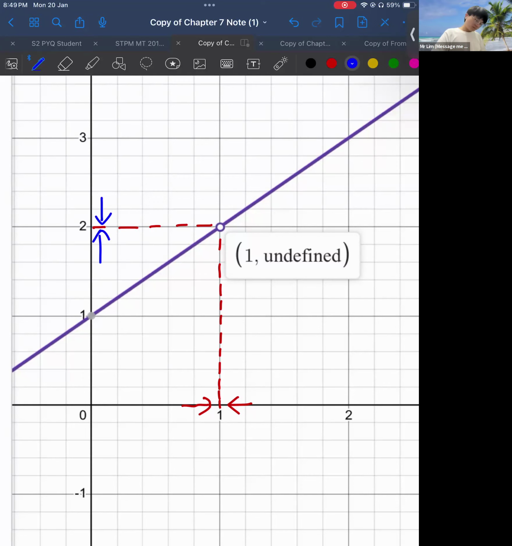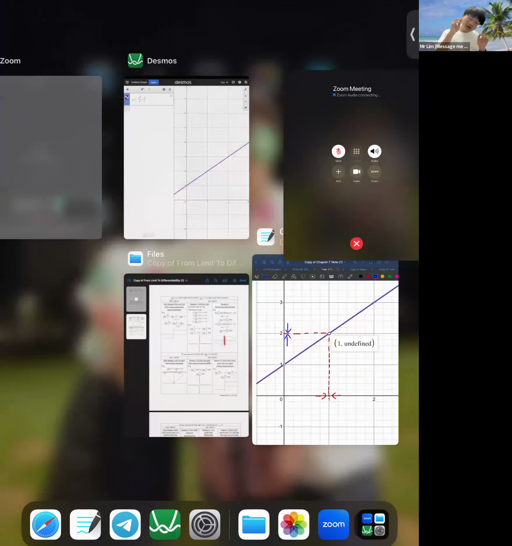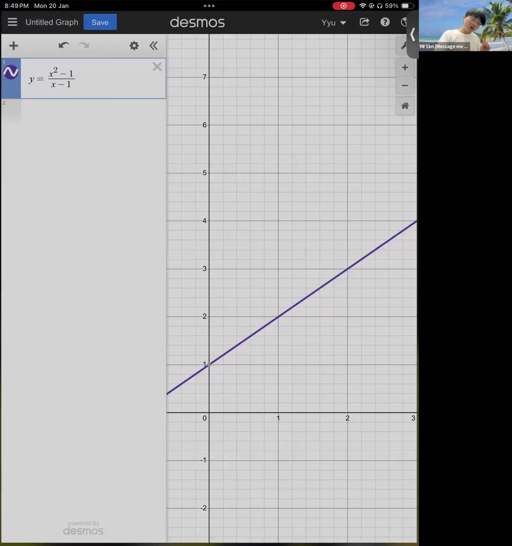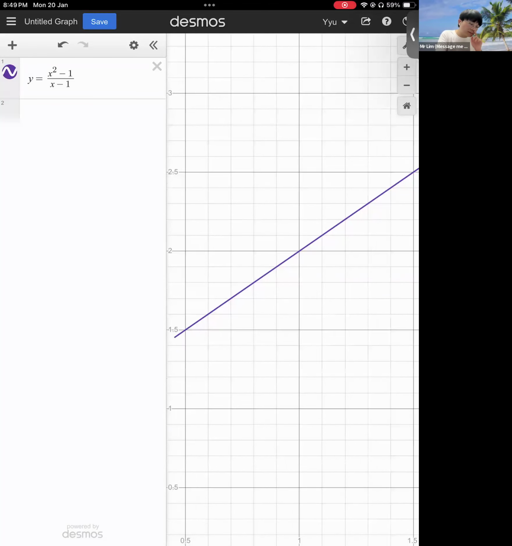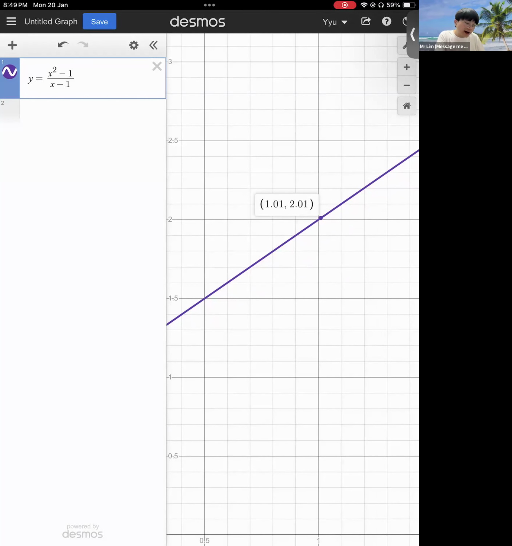How can we see? If you open your calculator again, now don't look at 1, but look at some value that is very close to 1. What do you see? Let's say I talk about 1.1. The value of y is 2.1. Okay, 1.1, the value of y is 2.1.